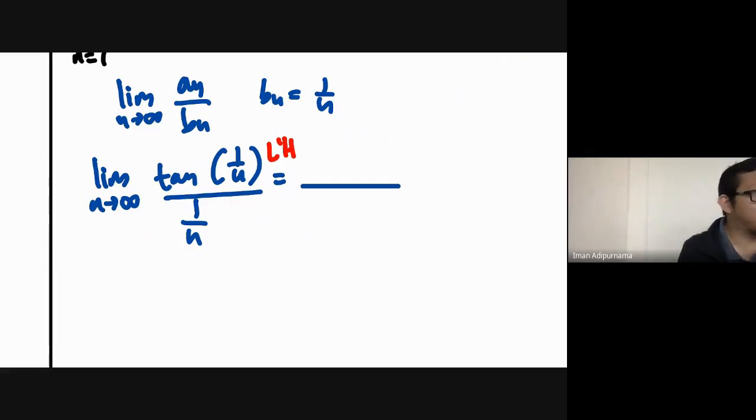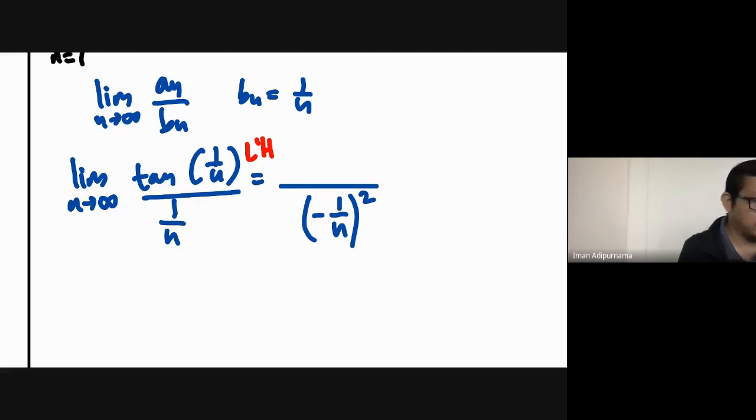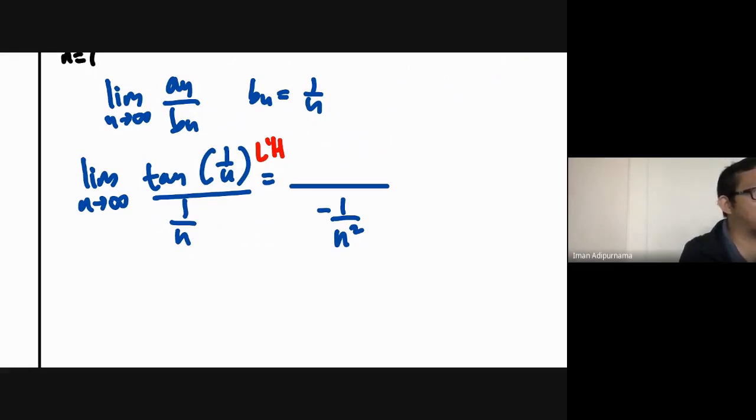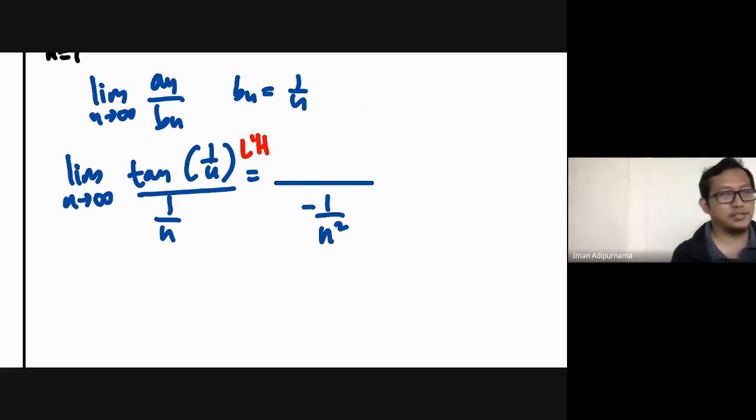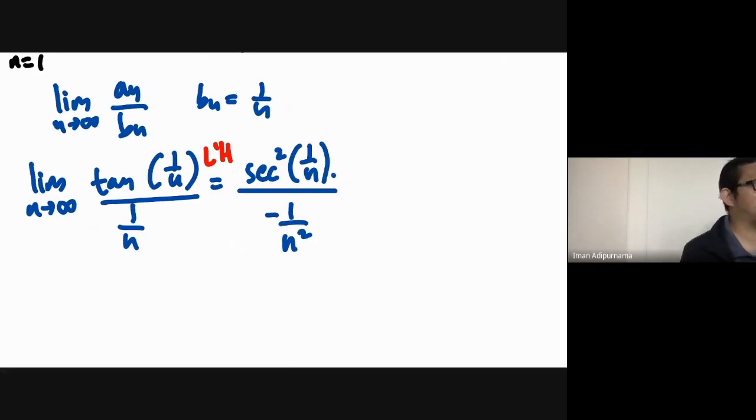Let me just write that. And for tangent, what's the first derivative of tangent? Yeah, secant squared. Secant squared of 1 over n, and then don't forget the chain rule. The derivative of 1 over n is minus 1 over n squared.